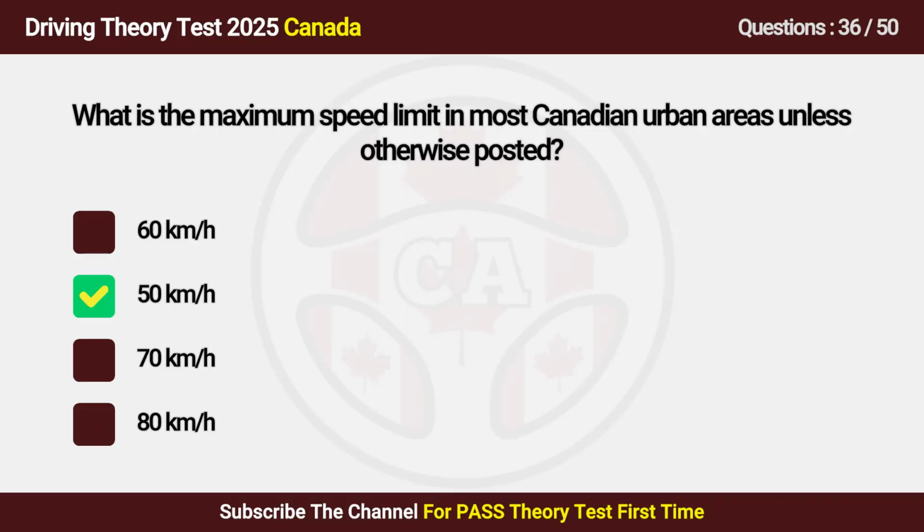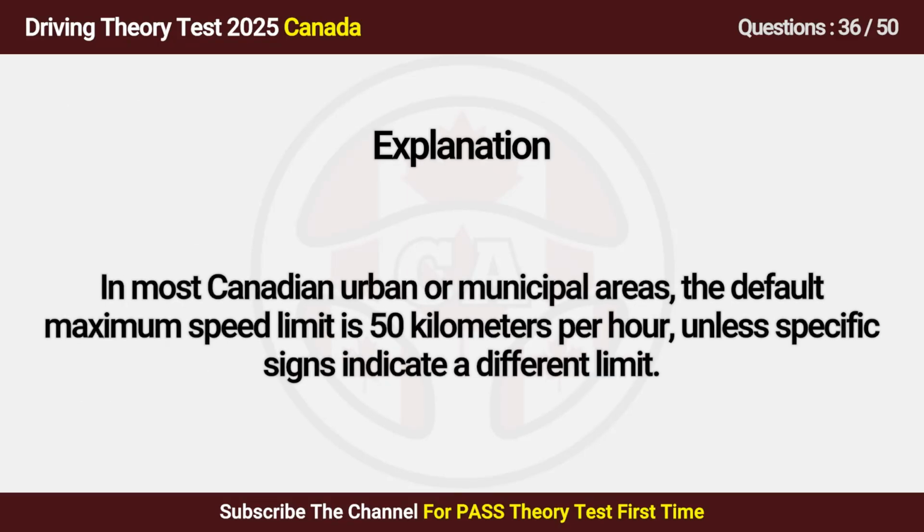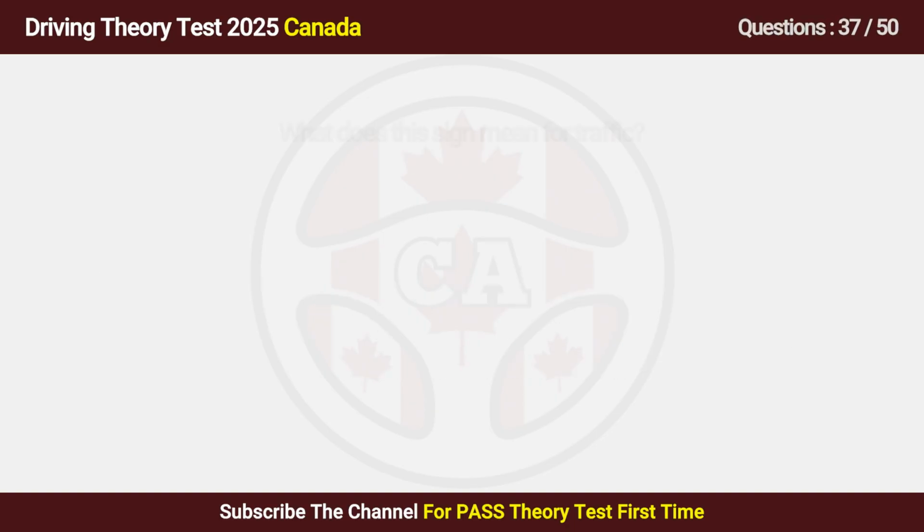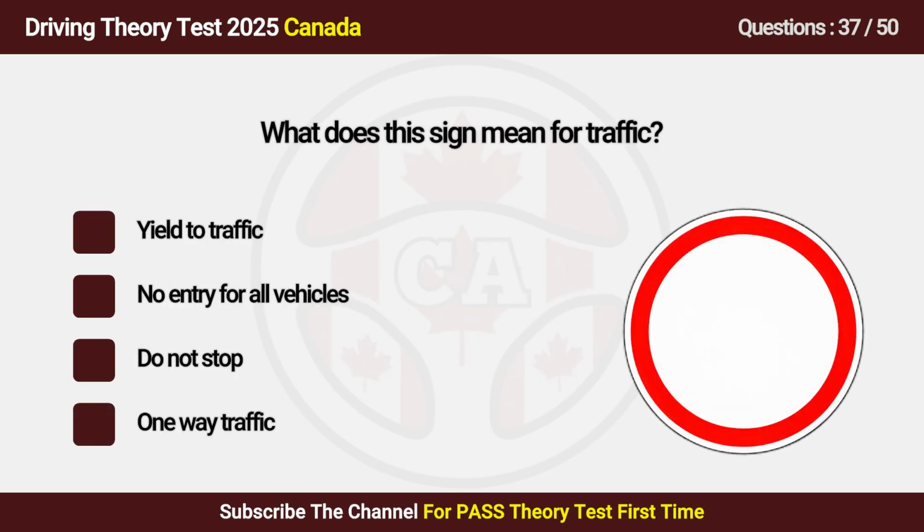Answer is B. 50. In most Canadian urban or municipal areas, the default maximum speed limit is 50 km per hour, unless specific signs indicate a different limit. Question 37. What does this sign mean for traffic?